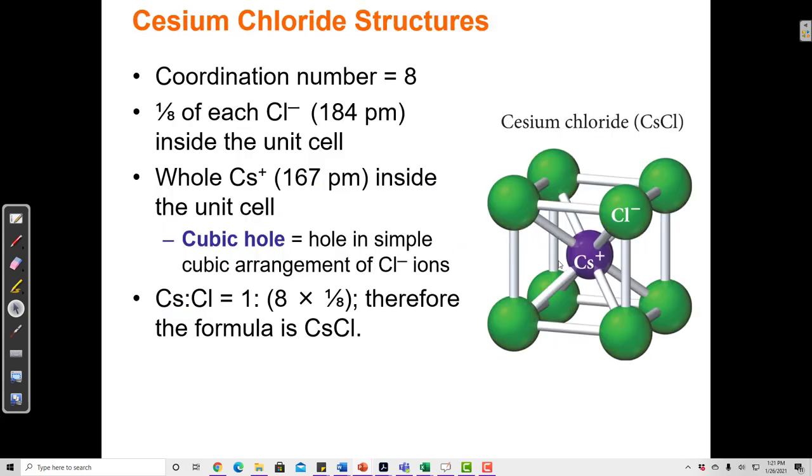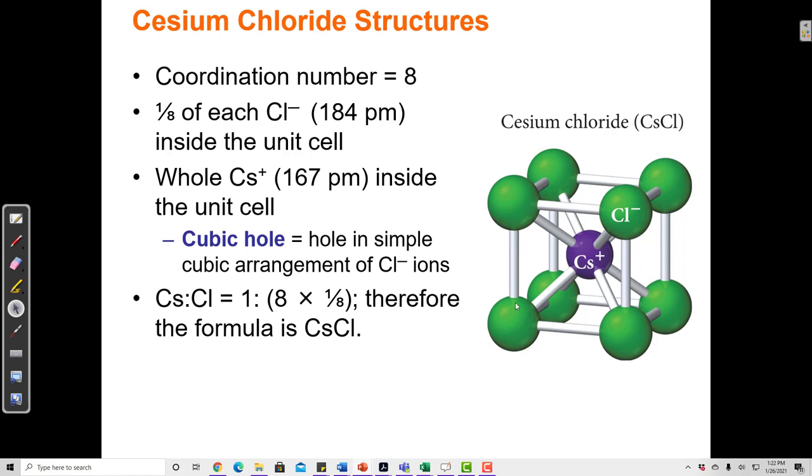Here's an example, cesium chloride. The chloride anions create a simple cubic structure where they're all at the corners of a cube, just like we saw with a simple cubic. When this happens, there's a big hole in the middle. Remember, this gave rise to the body-centered cubic structure we saw before. So in this case, if I have chloride anions, then this hole in the middle is big enough to accommodate a cesium cation, because remember, cations are smaller than anions. We call this hole a cubic hole because it's right in the middle of a cube. And so that means that this cesium is directly in contact with eight of these chlorine atoms.